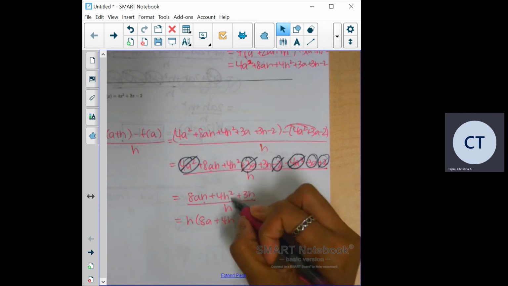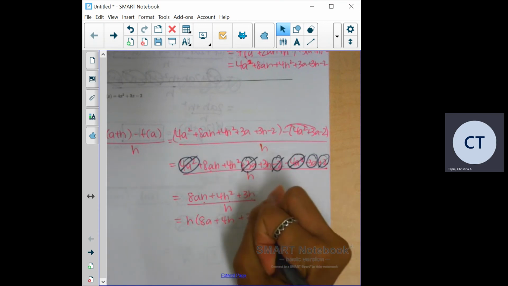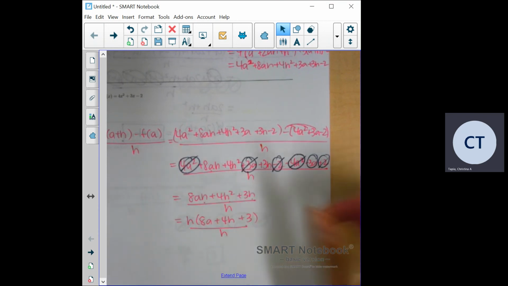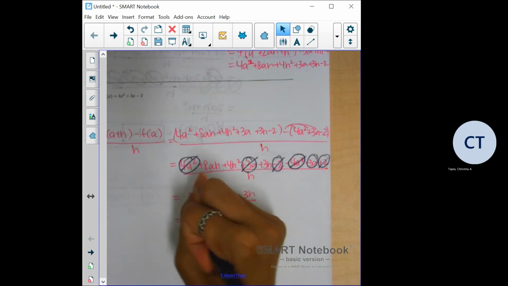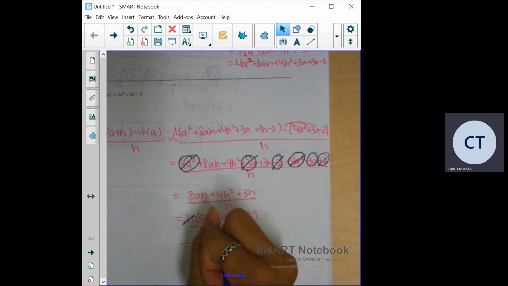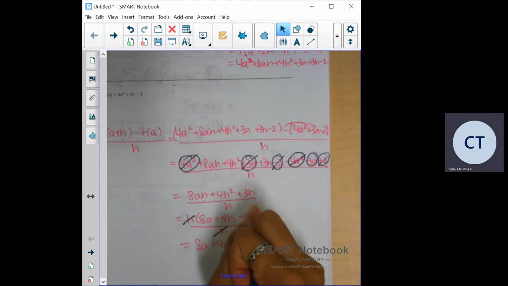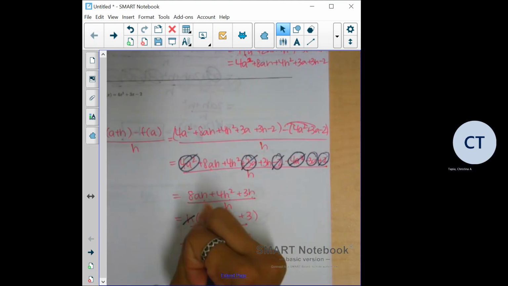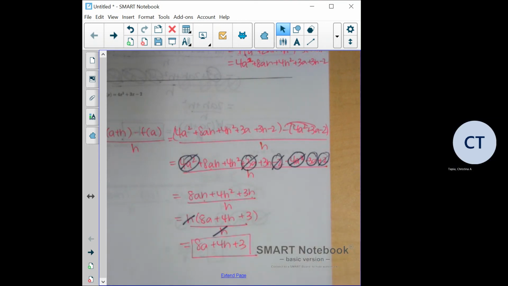There's 1 h still remaining here. That's okay. Plus 3, all divided by h. Once you do that, your final answer is 8a plus 4h plus 3. That's your answer. Questions or concerns?